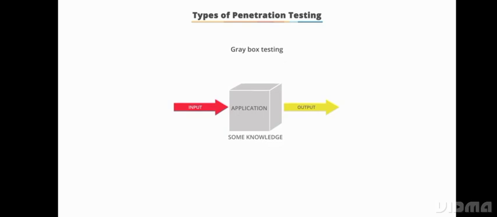Gray box testing: some information about internal workings is given to the tester. It helps guide their tactics toward areas we want to have thoroughly tested, but this approach mitigates the risks of the other two models. Security audits.